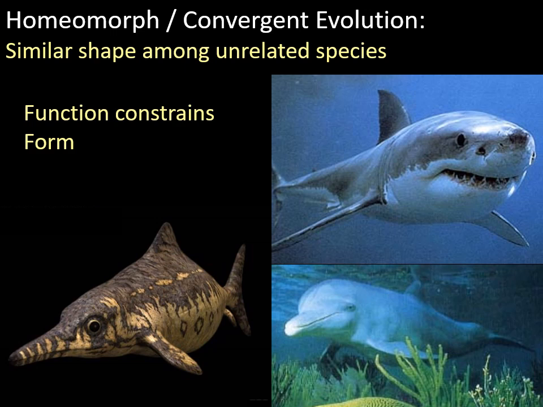Now, why do they all have the same looking features, even though they're not made from the same parts? Because they're doing the same thing. This is a good shape to have if you're an aquatic predator. Whether you're a fish, a mammal, or a reptile, this is a good shape to have. So the form correlates with the function.